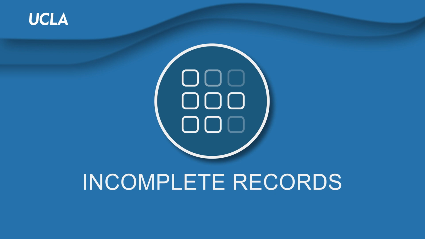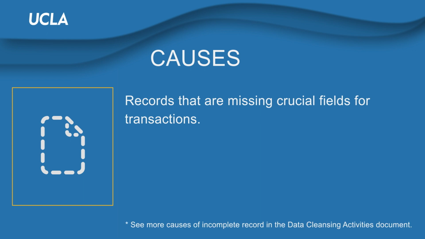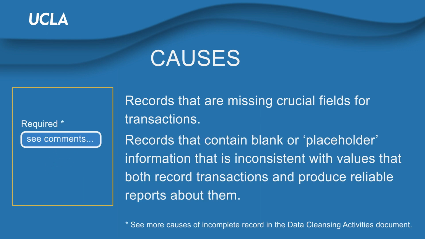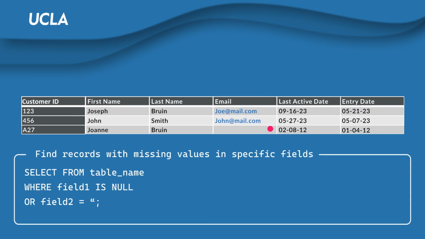Incomplete records may also need some attention. These might be records that are missing crucial data fields for transactions, records that contain blank or placeholder information that is inconsistent with values needed to both record transactions and produce reliable reports about them. For example, let's say we find a record with a blank value in the place of the record's email address. You can do a search for records where the field is null.